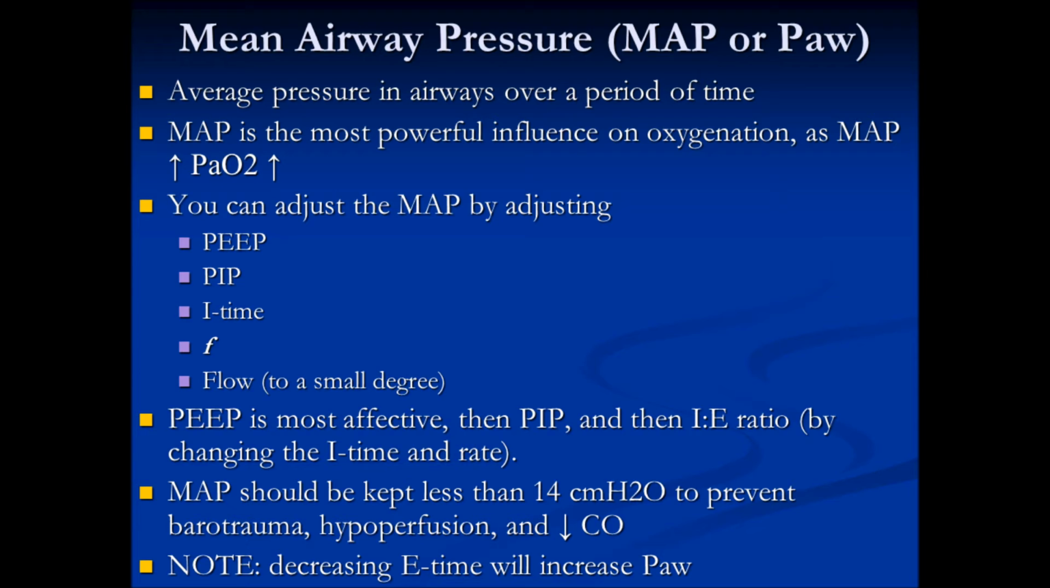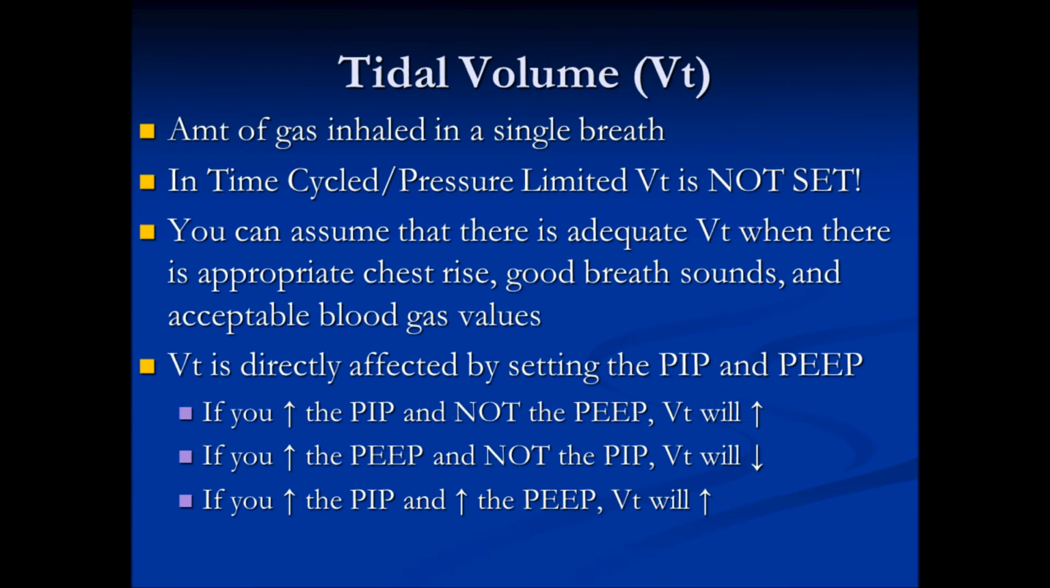There's a note here, it says decreasing your E time will increase your mean airway pressure or your PAW. Very important to understand that. As you decrease the amount of time that the patient has to exhale, this actually increases the mean airway pressure because now you have more time on the inspiratory limb. The longer you're spending keeping the alveoli open, the more you have for average pressure, mean average pressures.